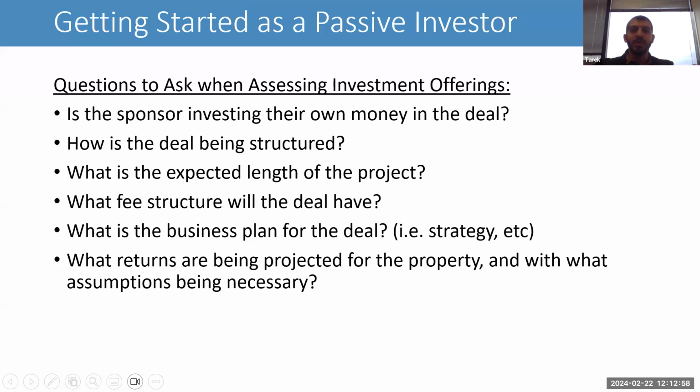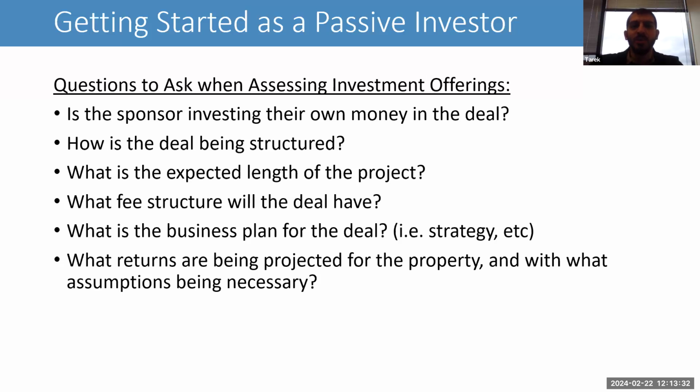So when you're looking at investing as a passive investor, here are some key questions I think are important to ask any operators whose offerings you're considering. Number one, is the sponsor themselves investing their own money in the deal? That I think is probably the price of entry, just to even be considered. Because if you are not willing to put your own money in the deal that you believe in, then the question is, do you really believe in it that much? And as an investor, I would caution you to not participate with somebody who doesn't put their own skin on the line as well.